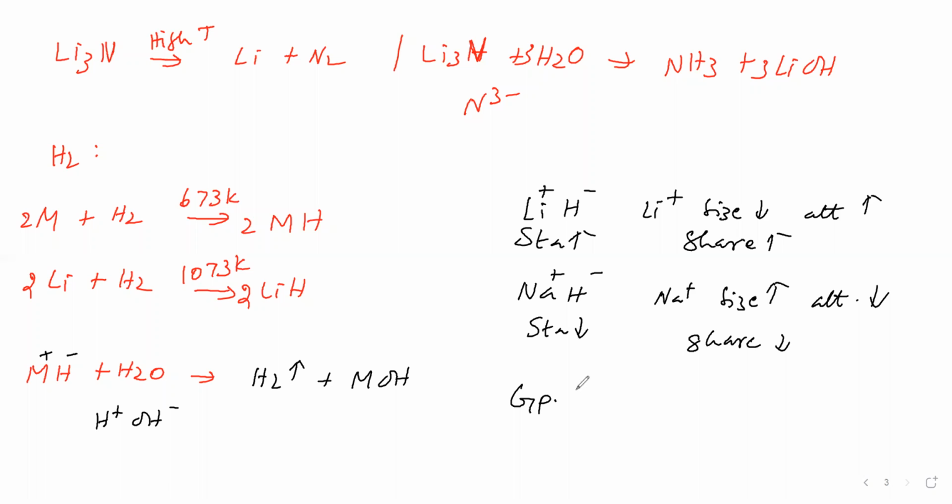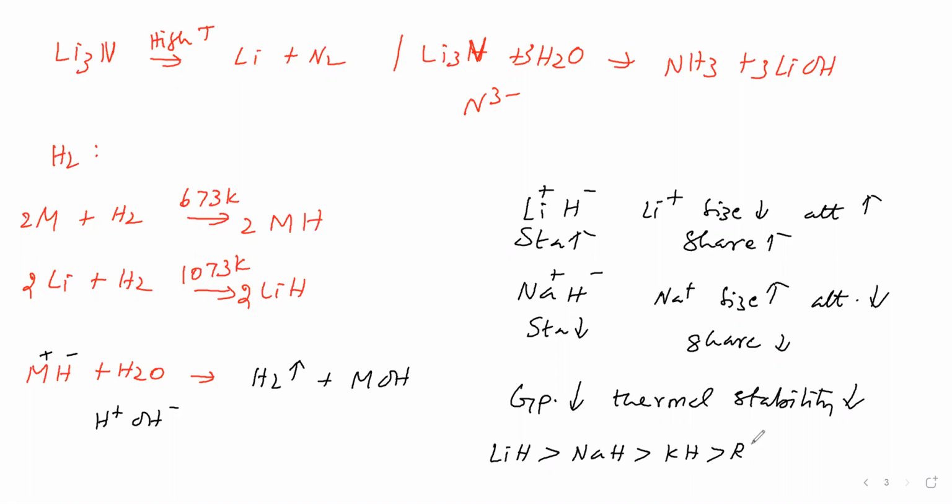Therefore, we can say that down the group, thermal stability decreases for alkali metal hydrides. So we can say thermal stability: lithium hydride greater than sodium hydride, greater than potassium hydride, greater than rubidium hydride, greater than cesium hydride. So alkali metal hydrides thermal stability we have said like this.